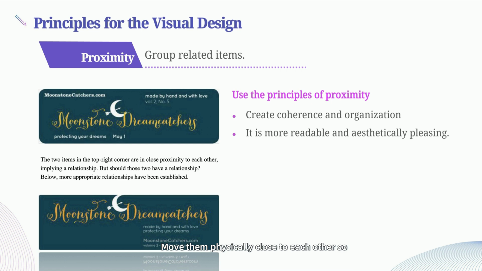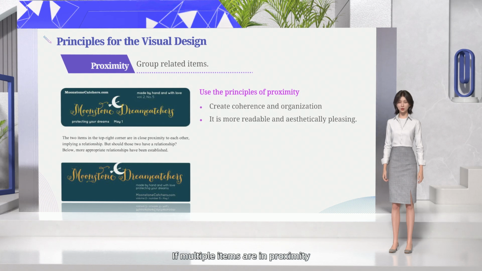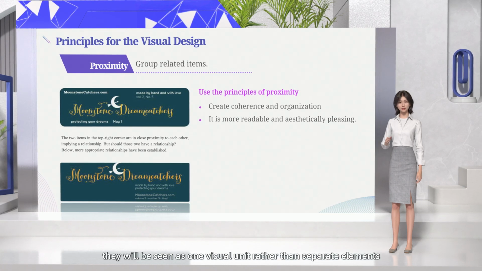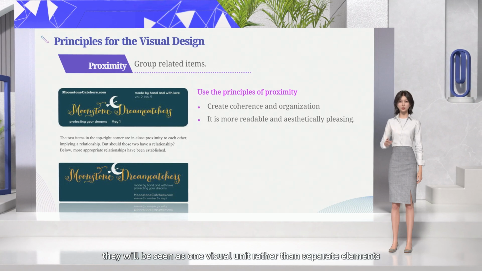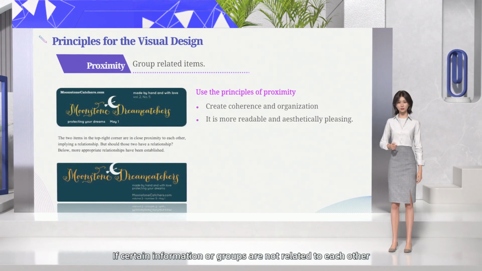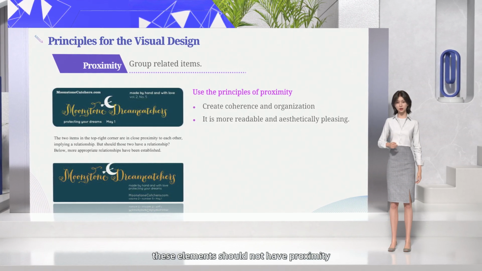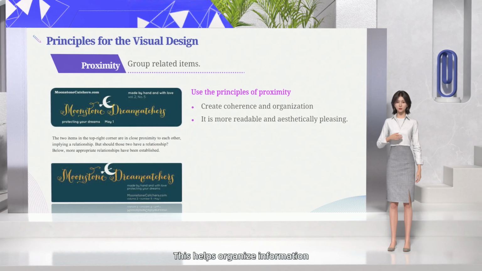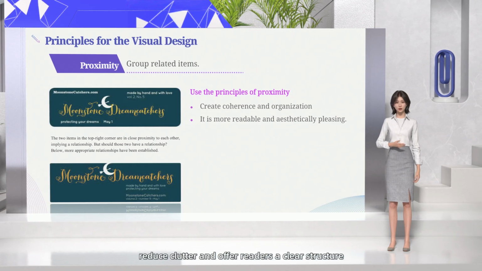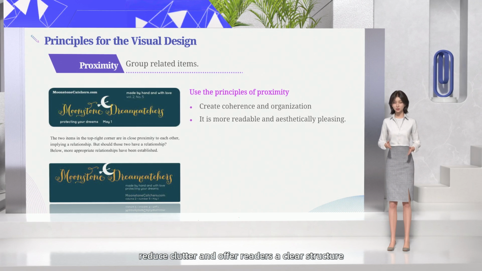Move them physically close to each other so the related items are seen as one cohesive group rather than a bunch of unrelated bits. If multiple items are in proximity, they will be seen as one visual unit rather than separate elements. If certain information or groups are not related to each other, these elements should not have proximity. This helps organize information, reduce clutter, and offer readers a clear structure.